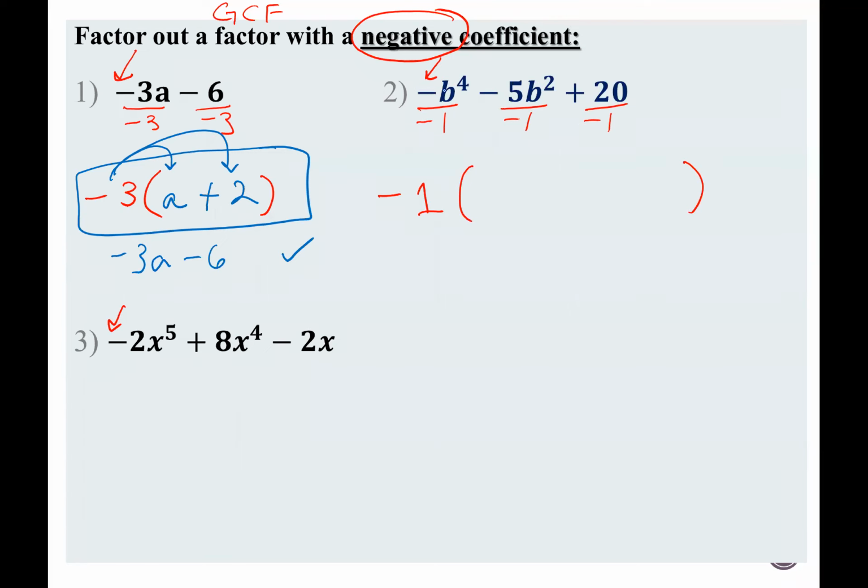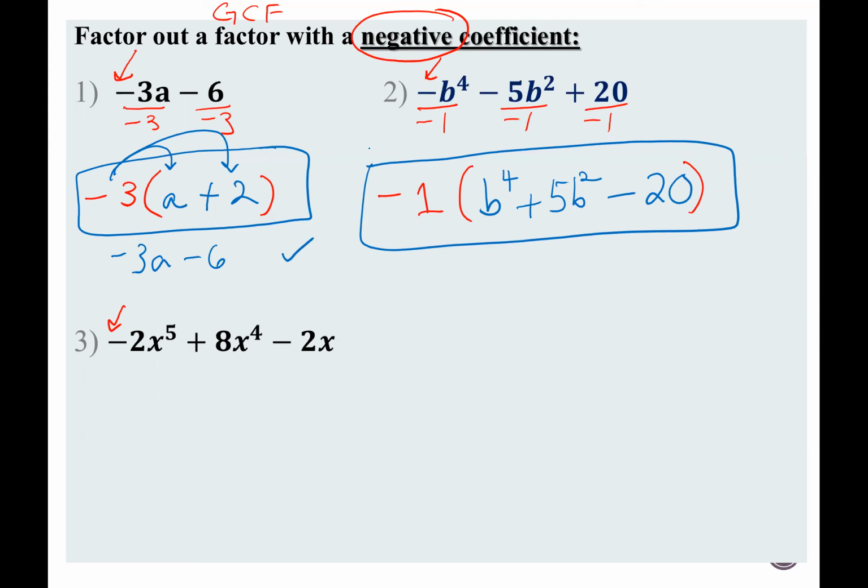Negative b to the 4th divided by negative 1 is just positive b to the 4th. And technically there's a 1 there. Negative 5b squared divided by negative 1 is now positive, or plus, 5b squared. Positive 20 divided by negative 1 is now negative 20. And that is my final answer. So once again, I've factored out a factor that has a negative coefficient. In this case, it's negative 1.